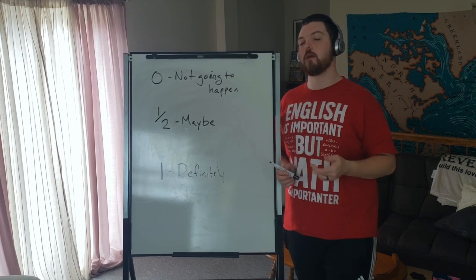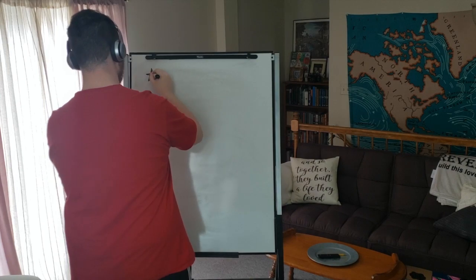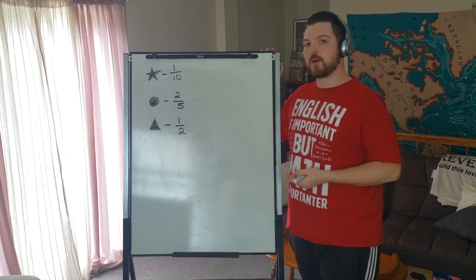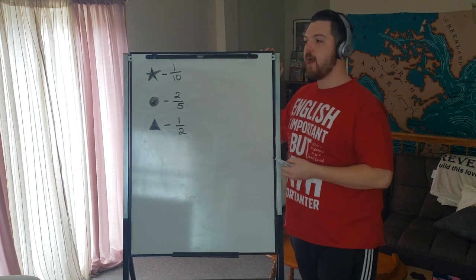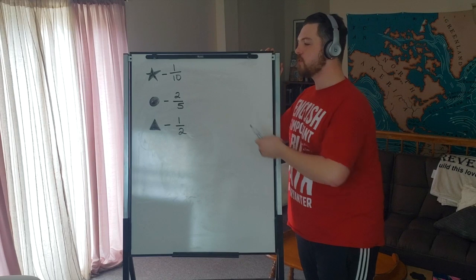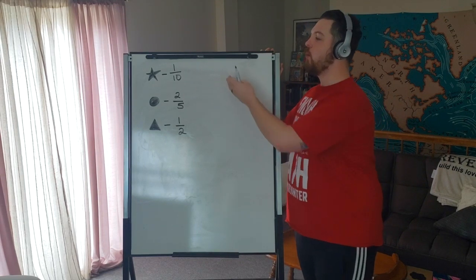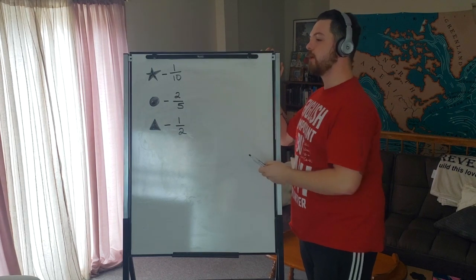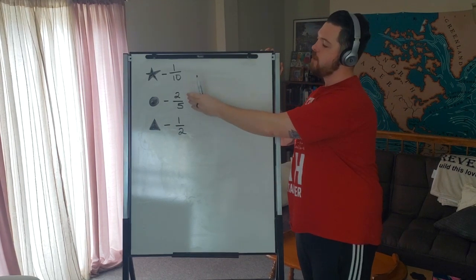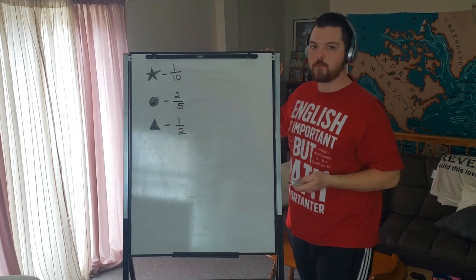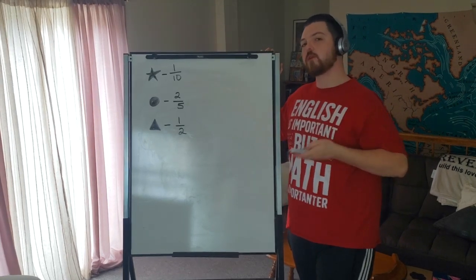Let's move on to comparing probabilities. So if I'm playing a game that involves a spinner, and when I spin the spinner, half the time I'll land on a triangle, 2/5 of the time I'll land on a circle, and 1/10 of the time I'll land on a star. These would be my probabilities. The star would be 1/10 of the time, the circle would be 2/5 of the time, and the triangle would be half the time.